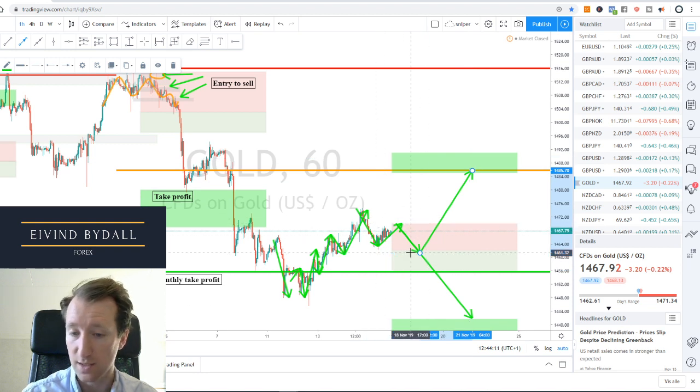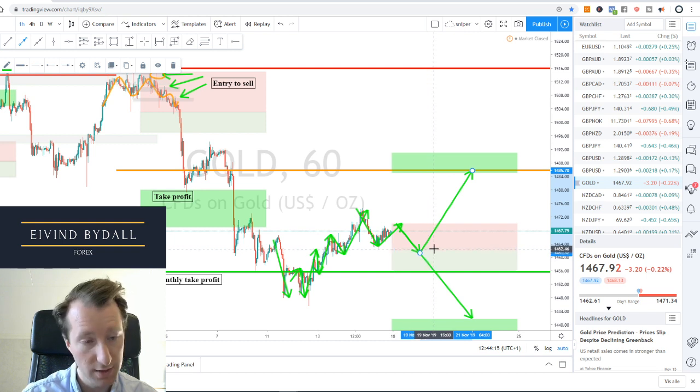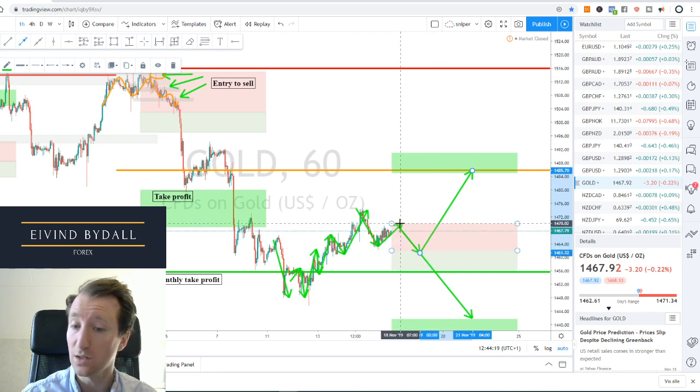So what is your entry as a buyer? Well, 1461 is a good price. 1462 is a good price to enter as a buyer. As a seller, 1470 sounds like a good deal.